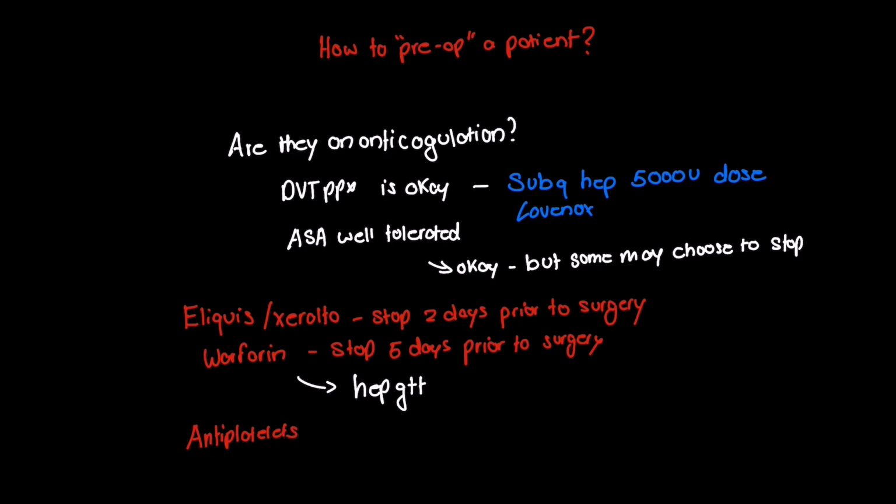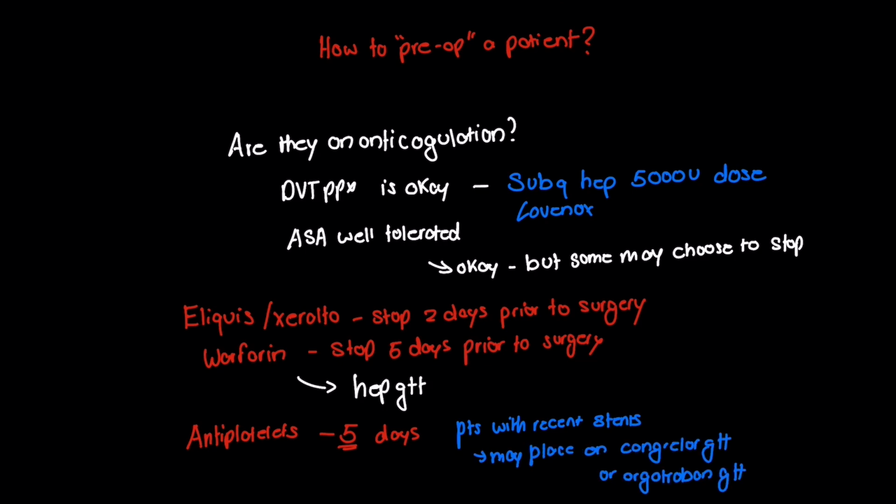Antiplatelets typically take at least 5 days to wash out, so they must be stopped at least 5 days prior to surgery. For patients with recent stents, you may consider placing the patient on a cangrelor drip. This drip has a half-life of only a few minutes. Or consider an argatroban drip, where the half-life is a few hours, so this patient can have that stopped at an appropriate time, whether it be a few minutes before the OR or a few hours before the OR.